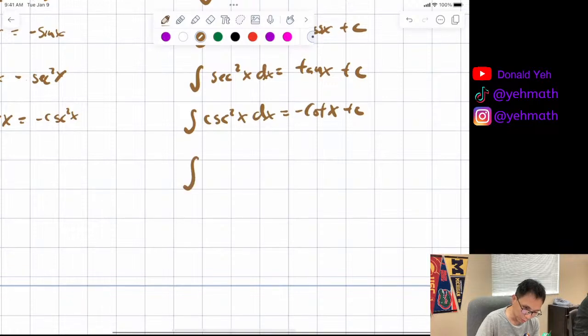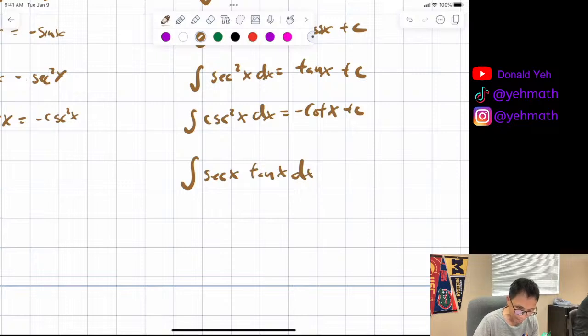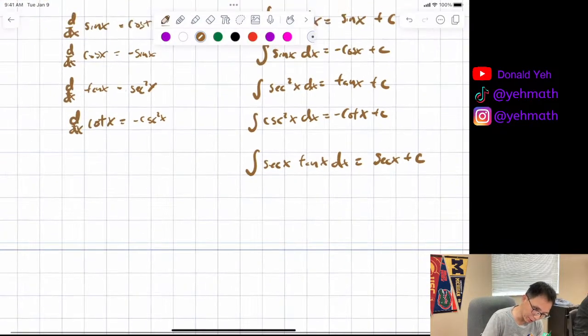Okay, so what is the integration of secant x tangent x dx? Vincent, what's the integration of secant of x tangent of x? Secant of x plus C is excellent. And for this part, the derivative of secant of x is equal to secant of x tangent of x.